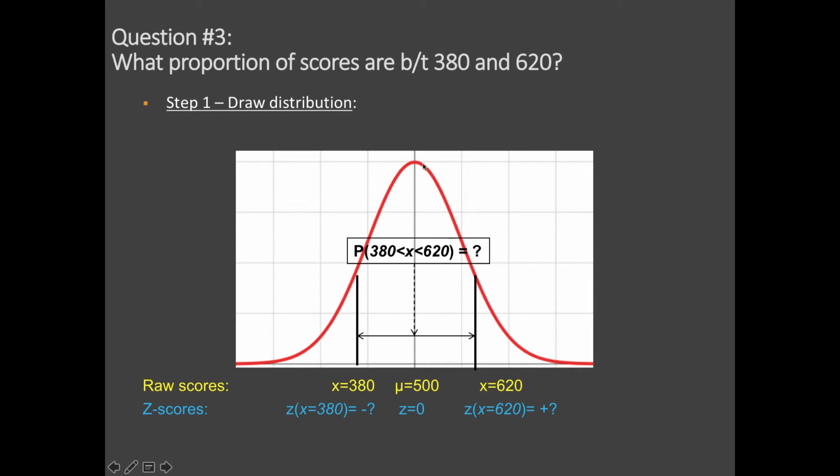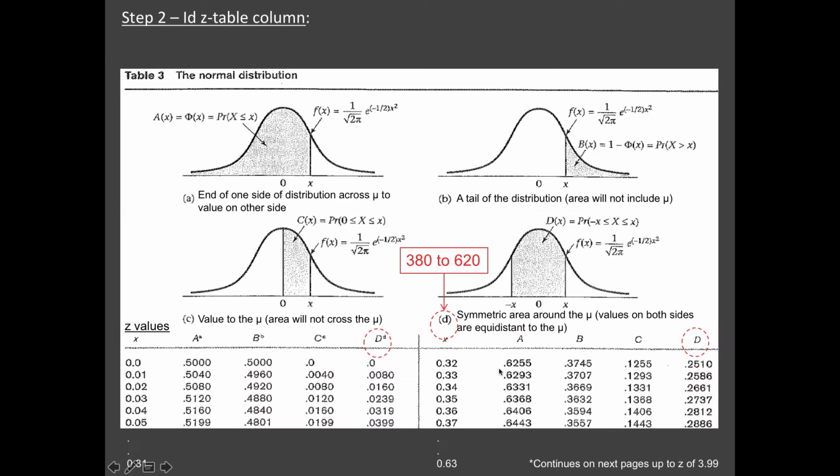So this is where it gets slightly more complicated when you're looking between two scores that include the mean. So now we're trying to find how many people will score between 380 and 620. So we pick out which column we're going to be using. So since it includes the mean, we're using column D.